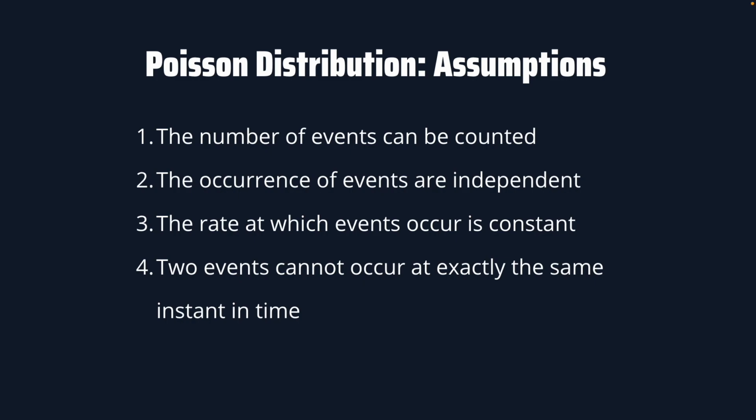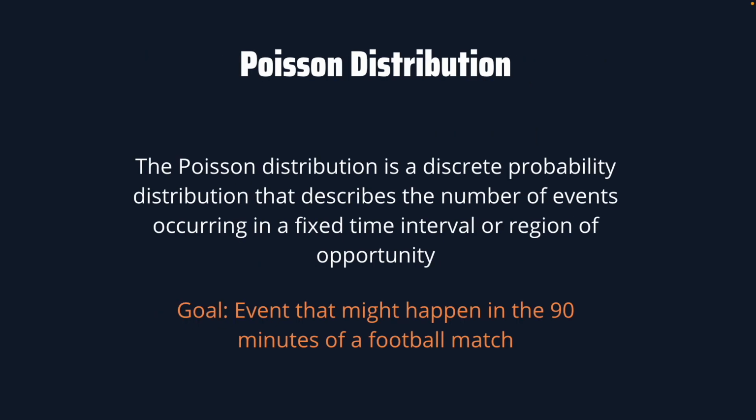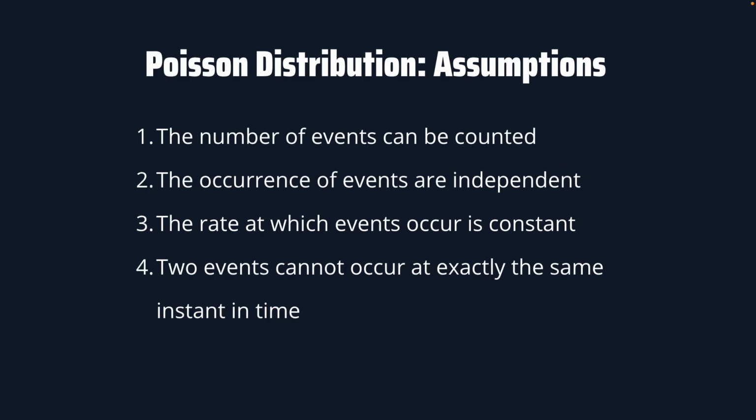And the first one is the number of events can be counted. In this case, if we consider an event as a goal, then we can say that we can actually count the number of events because we can have 1 goal, 2 goals, 3 goals in a match, and we cannot have 1.5 goals or 3.5 goals. So we can count the number of goals. So number 1 is correct.